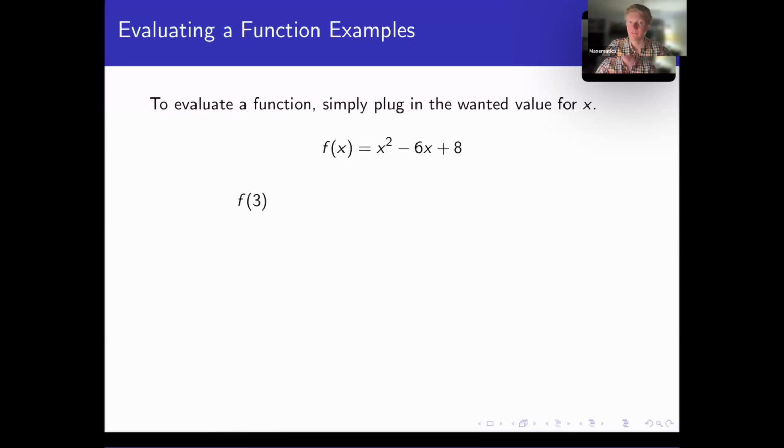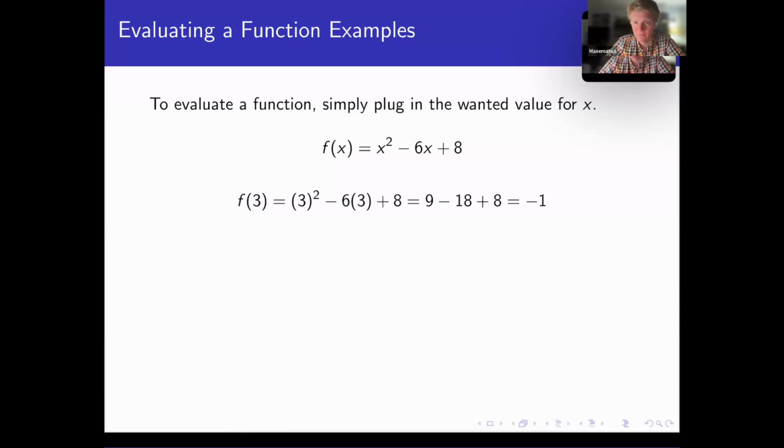F of 3. Well, here, the only thing that changes is wherever we see x, we're going to write 3. So plug in 3 in parentheses, and now it is just simplifying. 3 squared is 9. 6 times 3 is 18. 9 minus 18 is -9. -9 plus 8 is -1. The value at 3 is -1. That's basically the point, 3 comma -1. No different from how we have done it in the past.